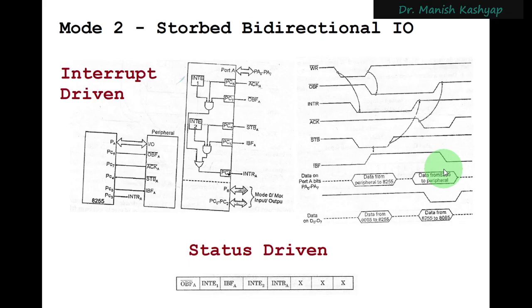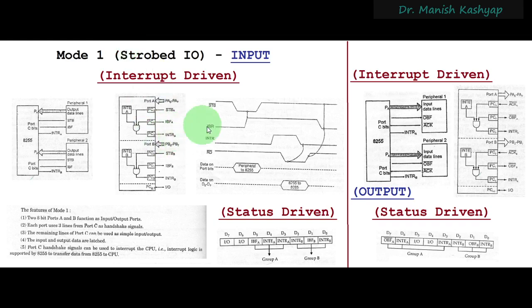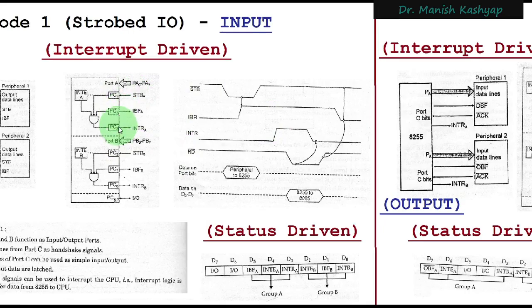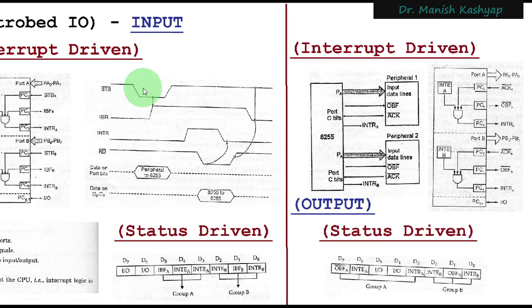Now, coming to mode number 2, which is a strobed bidirectional input output. Strobed bidirectional input output is nothing but mode 1 only, but it is applicable only to port A, and that port can act as both input and output port. Now, in mode 1, one important point to note was, for example, if you see this, PC4, PC5, and PC3 are used for port A for input mode. And if you see the same thing for the output, PC6, 7, and PC3 are used for output.